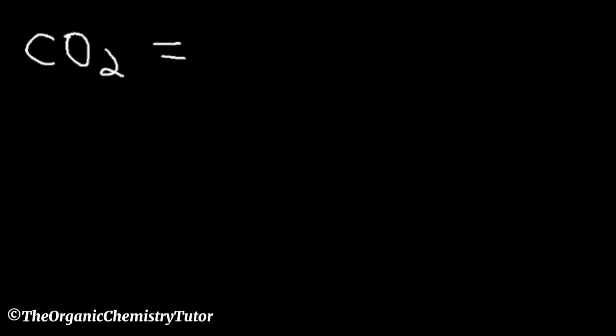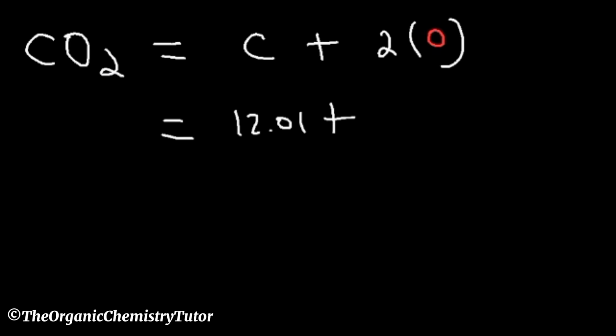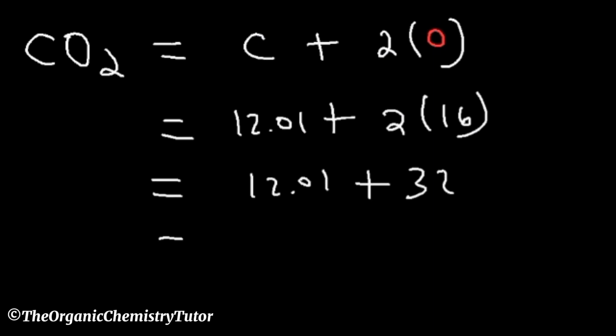CO2. All you need to do is add up the atomic weights of each element. So we have 1 carbon and 2 oxygen atoms. For the atomic weight of carbon, you simply need to replace C with 12.01. And the atomic weight for oxygen, according to the periodic table, is approximately 16. 2 times 16 is 32. And if you add 12.01 to it, you should get 44.01.